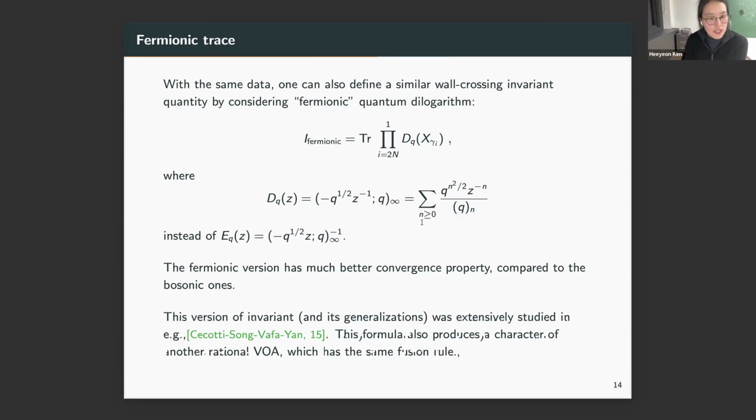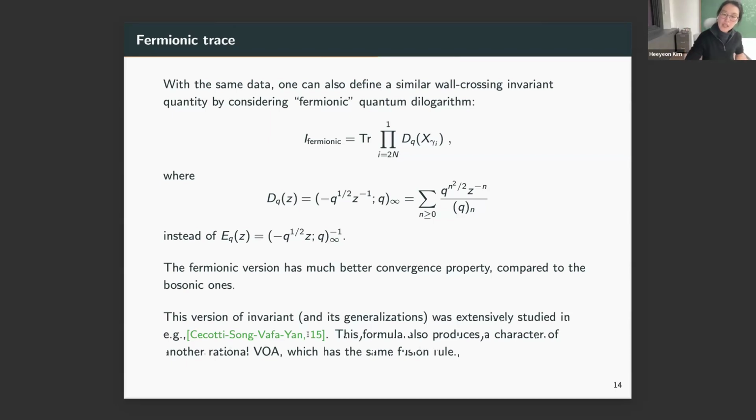You can show that this is another wall-crossing invariant. In the fermionic version, in fact, it has much better convergence properties compared to the bosonic one. And typically, out of this fermionic index or invariant, you can get much simpler 3D descriptions that give rise to some topological field theory that bounds an interesting vertex operator algebra. And in fact, this version of the invariant and its various generalizations was extensively studied in this paper by Cecotti, Song, Vafa, and Yan in 2015.